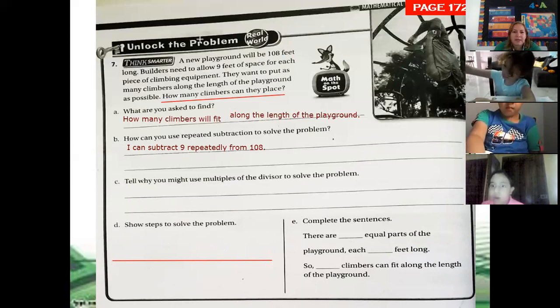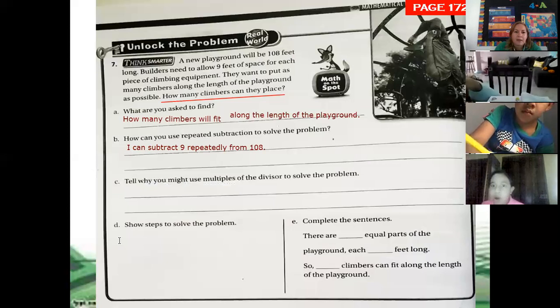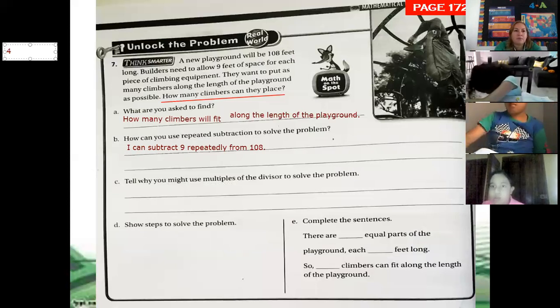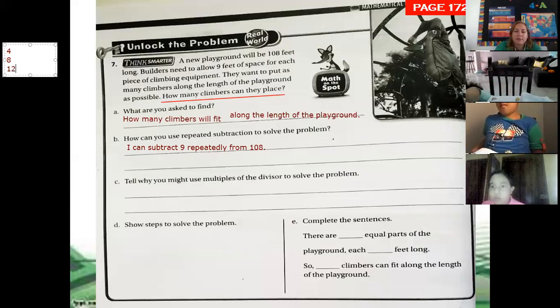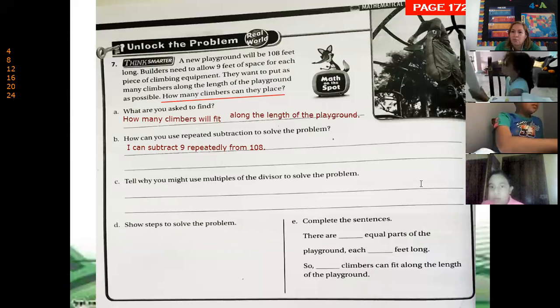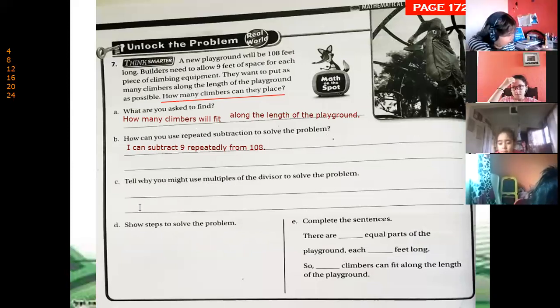Now let me see if I can explain it differently. Multiples are the products in a table. Multiples of 4, for example, is 4 times 1, 4, 4 times 2, 8, 4 times 3, 12, 4 times 4, 16, 4 times 5, 20, 4 times 6, 24. So these are multiples of 4. The question says, tell why you might use multiples of that divisor to solve the problem. What do I do with these things?